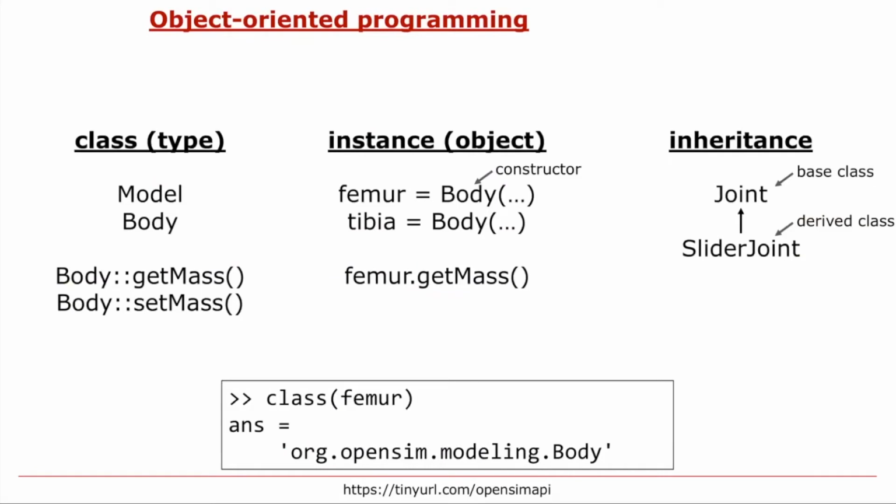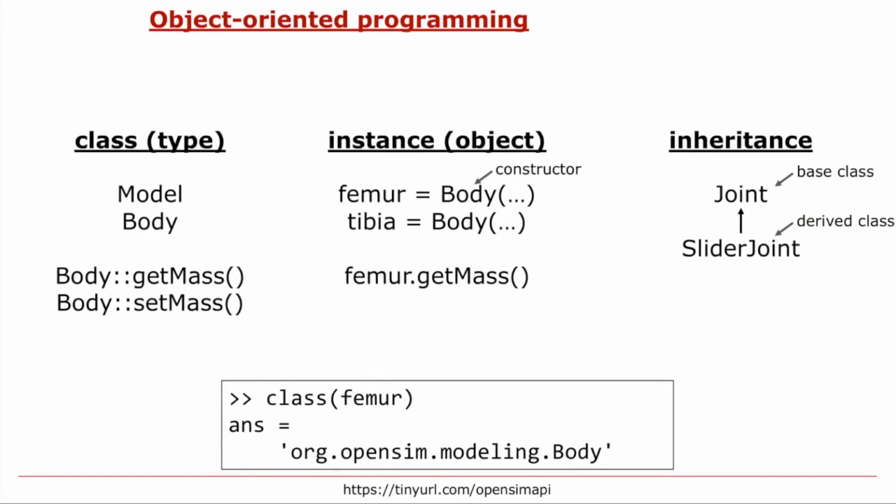There are 3 key concepts: classes, instances, and inheritance. A class, or a type, is a category that groups together both data and behavior, or functions, that you can perform on those data. The body class contains data for its mass and functions to obtain and set that mass, get mass and set mass.